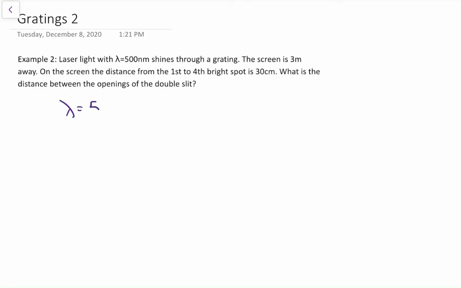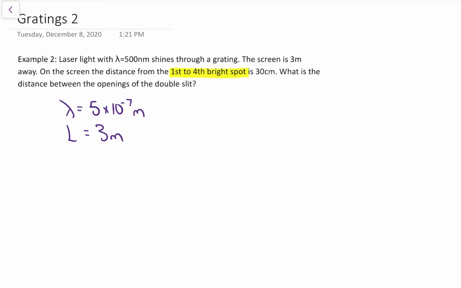Light with a wavelength of 500 nanometers, that tells us that lambda is 5 times 10 to the negative 7 meters, shines through a grating. The screen is 3 meters away, that tells us that L is 3. On the screen, the distance from the first to fourth bright spot.